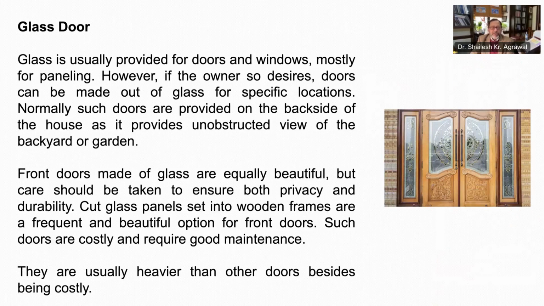Glass is usually provided for doors and windows, mostly for paneling, as you can see in this picture. However, if the owner so desires, doors can be made entirely out of glass for specific locations. Normally, such doors are provided in the backside of the house as it provides an unobstructed view of the backyard or your garden. Front doors can also be made of glass and they also look beautiful, but care should be taken to ensure both privacy and durability.